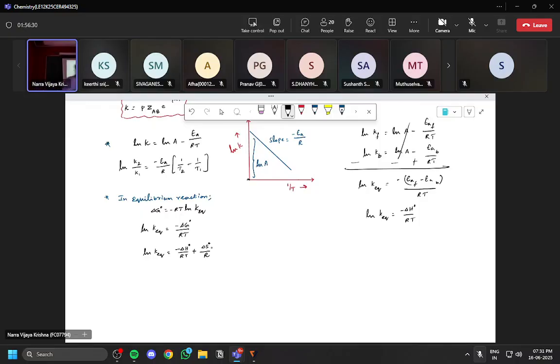Now tell me this and this, which equation is more accurate? Which is more accurate? This one means the kinetic theory of gases. The Arrhenius equation has one limitation. It has not taken the ΔS term into consideration. Is it clear? Any questions? Right? Response, sir. Now one more thing.